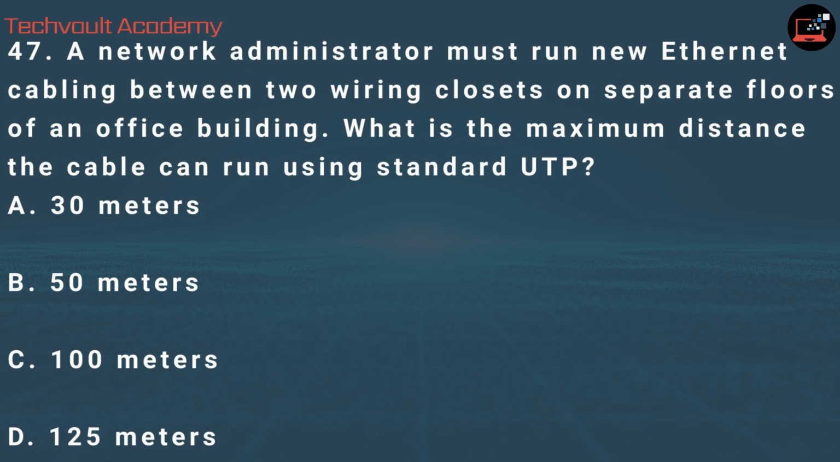47. A network administrator must run new Ethernet cabling between two wiring closets on separate floors of an office building. What is the maximum distance the cable can run using standard UTP? A. 30 meters, B. 50 meters, C. 100 meters, D. 125 meters.